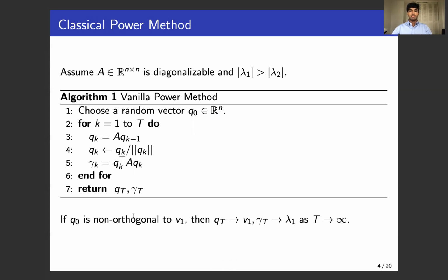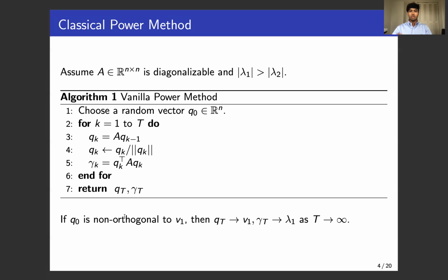So let's go over this method. So assume A is an n by n diagonalizable matrix and assume this gap condition. So you start off with an initial vector q sub 0. You apply the matrix A to it at every stage, normalize, and then compute a Rayleigh quotient. So the q sub k's will be approximates of your dominant eigenvector. And by using these Rayleigh quotients, you're approximating the dominant eigenvalue.